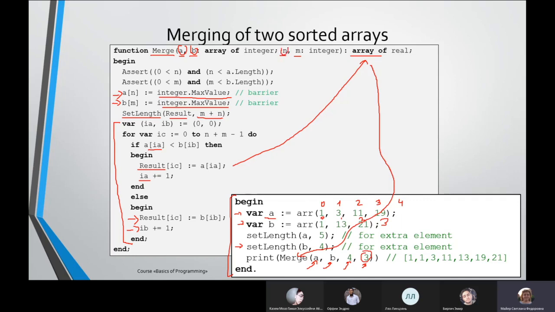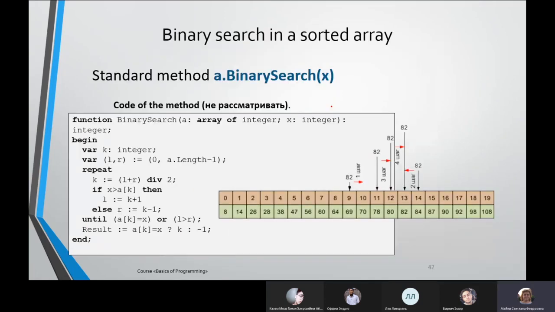So it will be inside N and M, and we have 4 here. So it will be the 4th element, and it will be the barrier, some great number. And here we have 3, so it will be the barrier, some great number. And this algorithm.